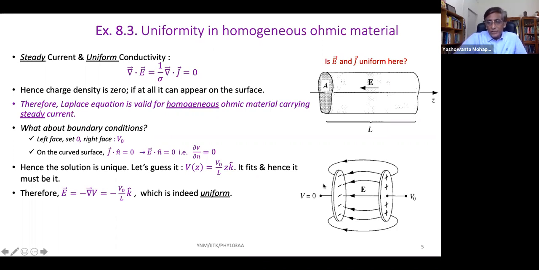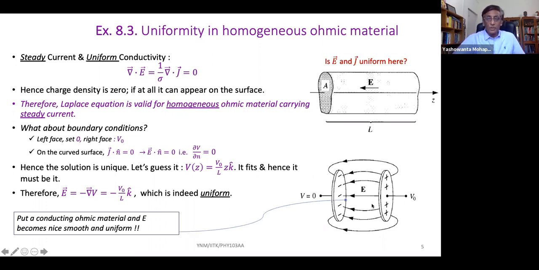Suppose this is a vacuum between the two plates, and I try finding out the electric field all around. It's so tough. It's not possible analytically. There will be fringing fields. But as soon as I put a conductor between these two, then J and E become nicely uniform irrespective of the cross section, shape and size.